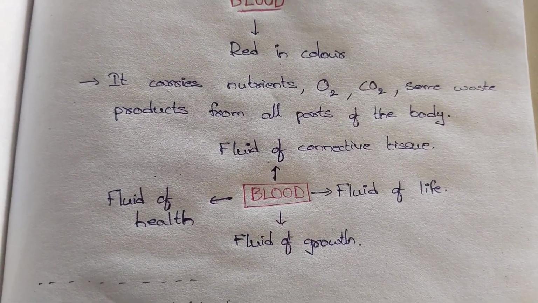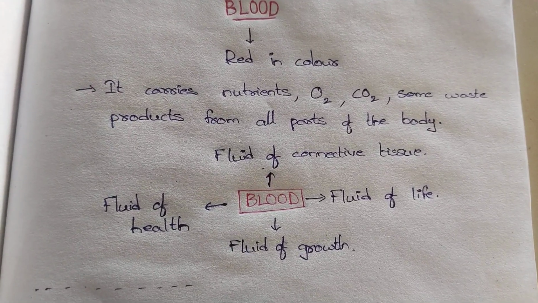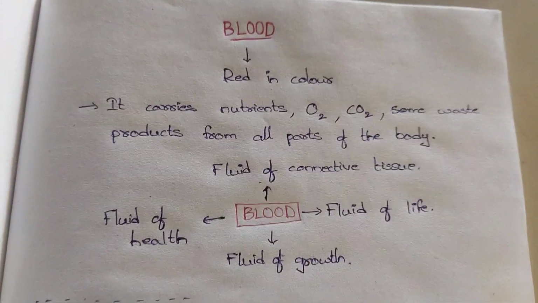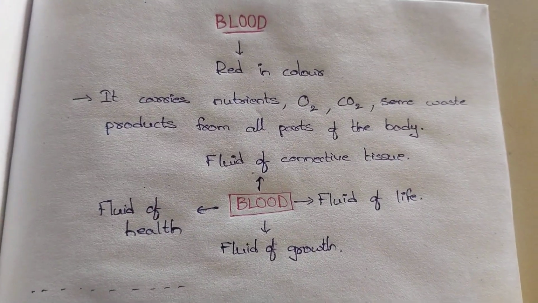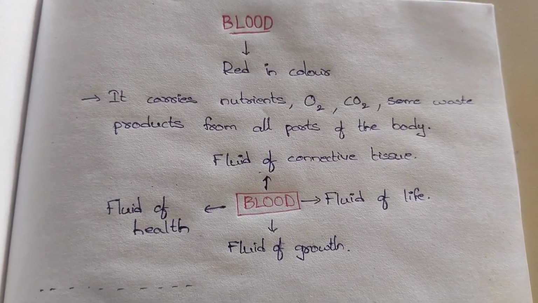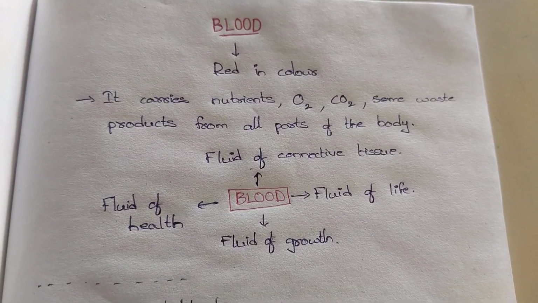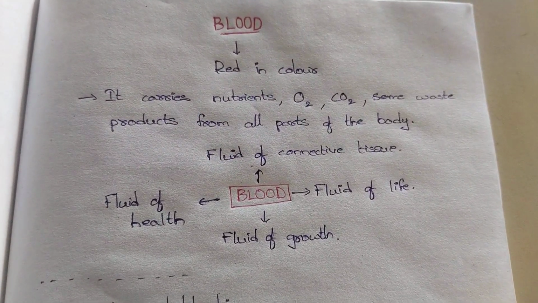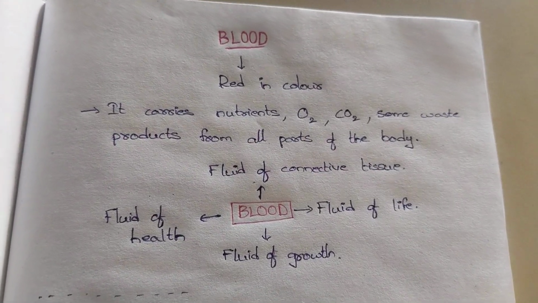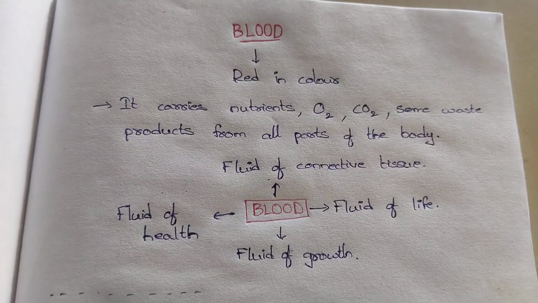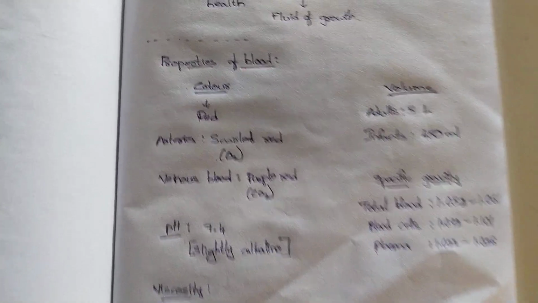because from the digestive system and hormones from endocrine glands, it carries nutrient substances to all the parts of the body. So it is also called the fluid of growth. Another name for blood is fluid of health because it protects the body against diseases and gets rid of waste products and unwanted substances by transporting them to excretory organs such as kidneys, as well as through sweat, through saliva, etc.